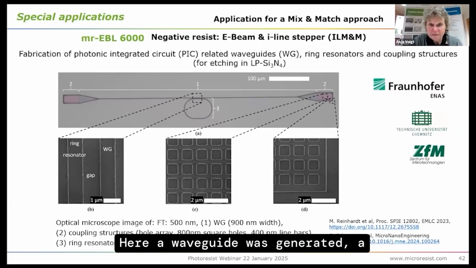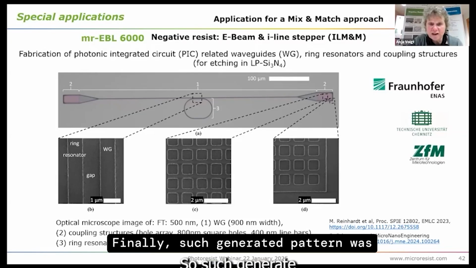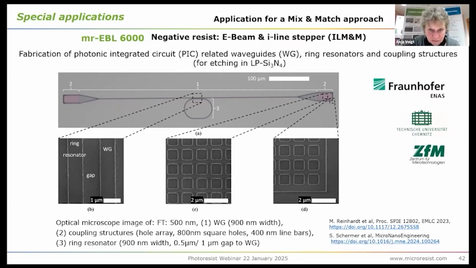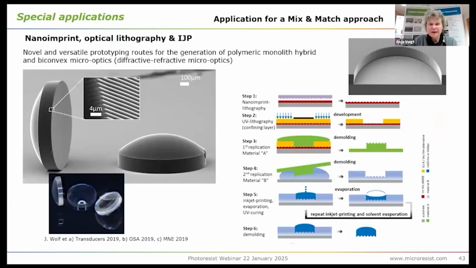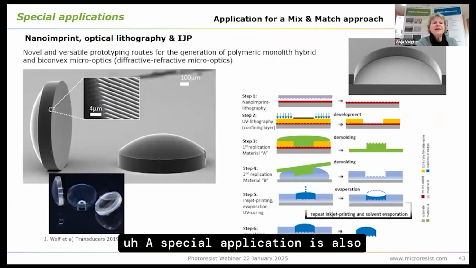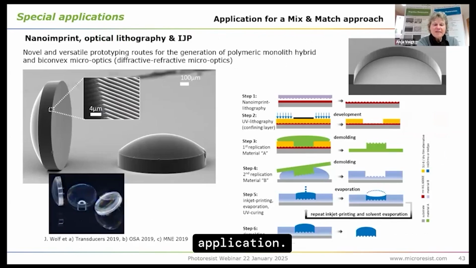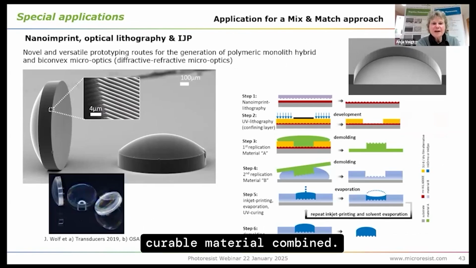Here, a waveguide was generated, a ring resonator, and coupling structures. Finally, the generated pattern was used for pattern transfer via an etching process. And the generated pattern dimensions are here, similar to what was mentioned before. A special application is also some kind of mix and match application. There, inkjet printing with a UV curable material was combined.